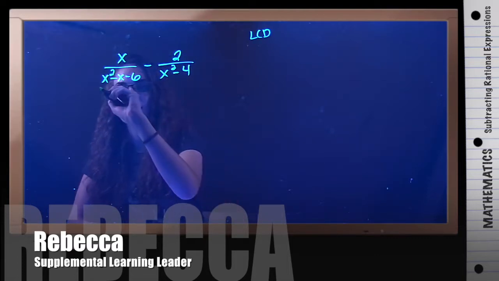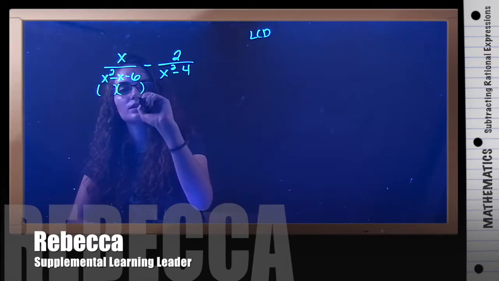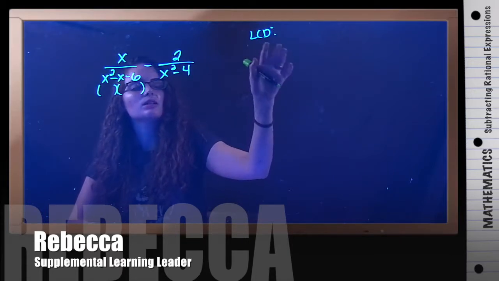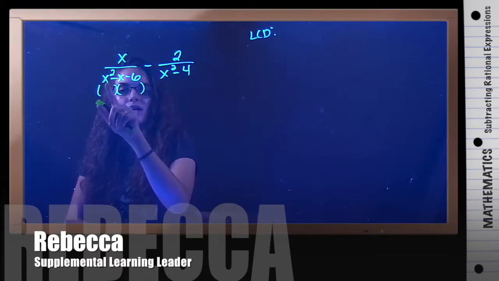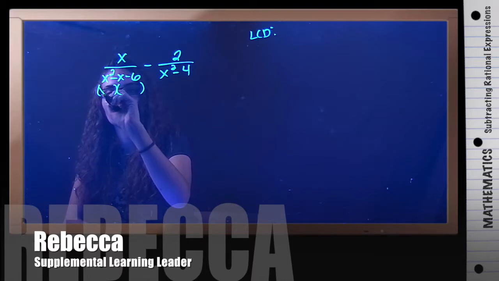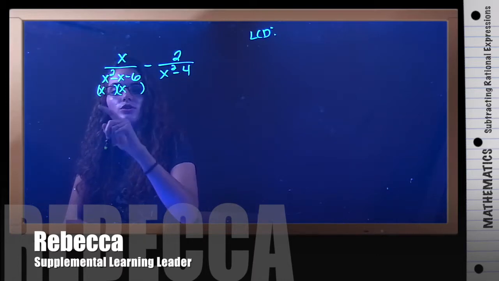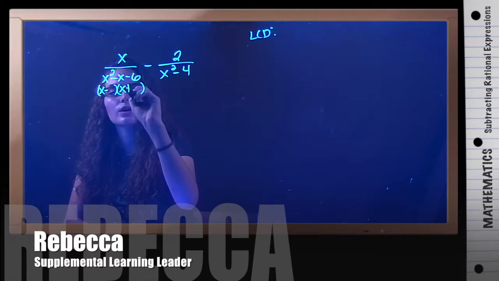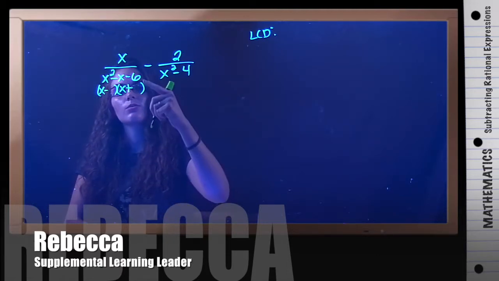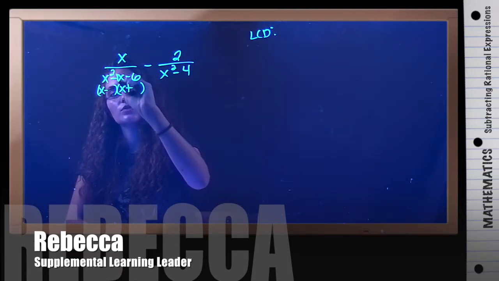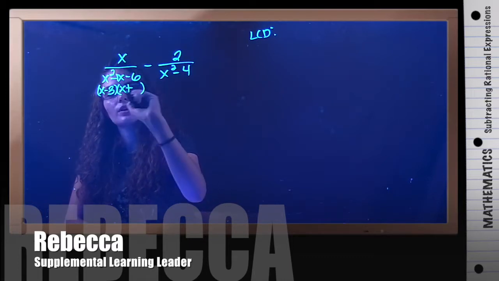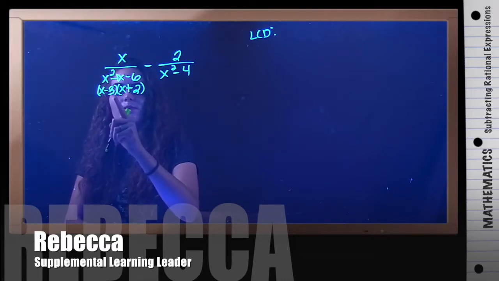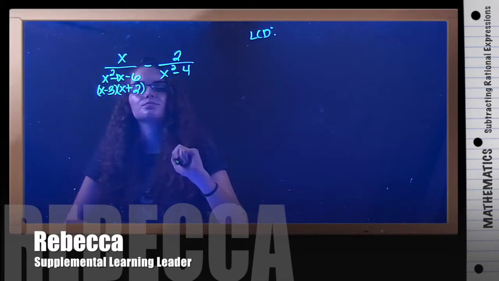First, I'm going to factor everything so that we can see what factors have to be in the least common denominator. To factor the first one, it's a standard trinomial, so we can do x. The first sign is minus, the second sign has to be positive, and multiples of 6 that subtract to give us 1 are 3 and 2. So our factors are x minus 3 and x plus 2.